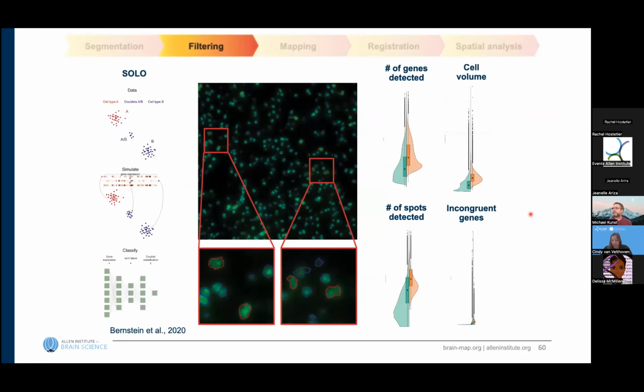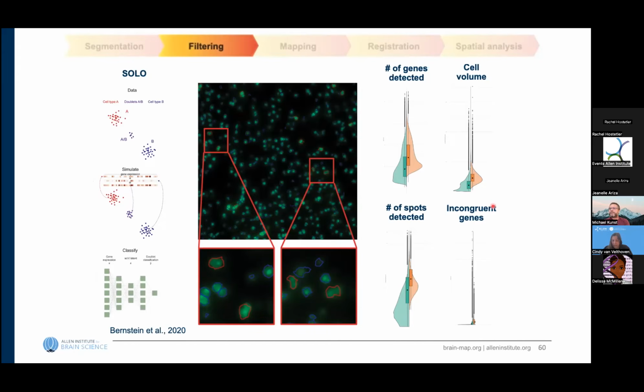Okay, so much for the filtering. The next step, almost done with the filtering, is the doublet detection. Just like in single cell sequencing, where you can have 2 cells in 1 droplet, you can have doublets in spatial transcriptomics. This happens mostly when you have cells that are very close to each other, and the cell segmentation algorithm is not capable of differentiating between those 2.